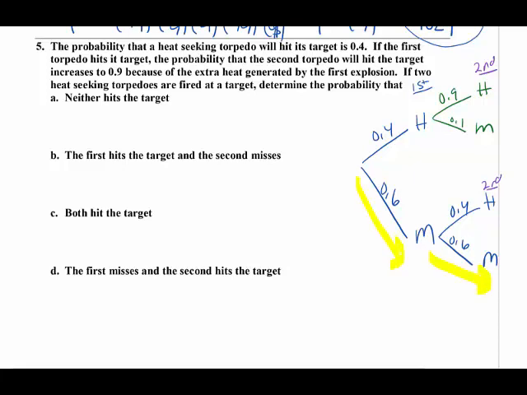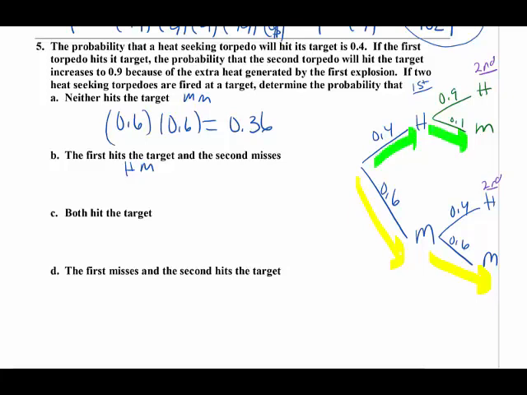So we would have 0.6 times 0.6, which gives me 0.36. If it's in a decimal, they are fine with you giving decimals. So this would be wanting a miss-miss. B says the first hits and the second one misses. So again, I'm going to take the green up here. We're going to hit first, and then we're going to miss.